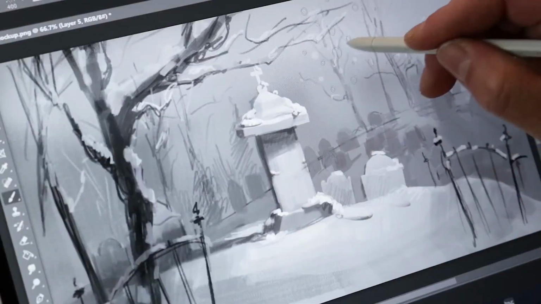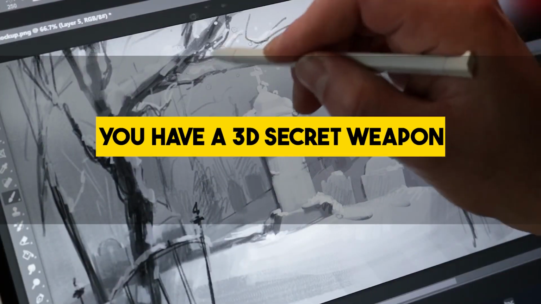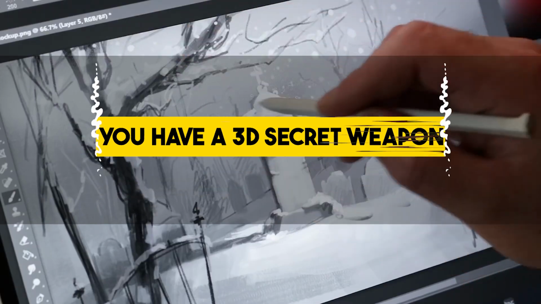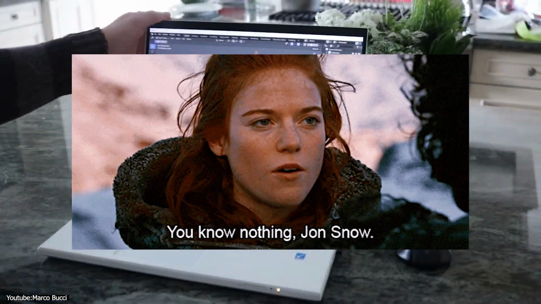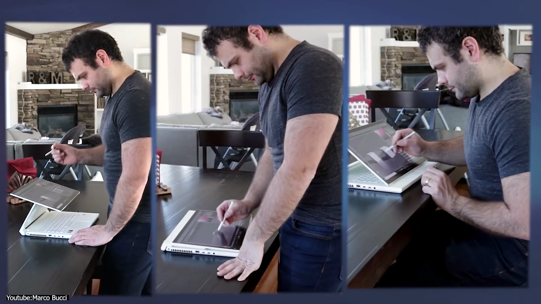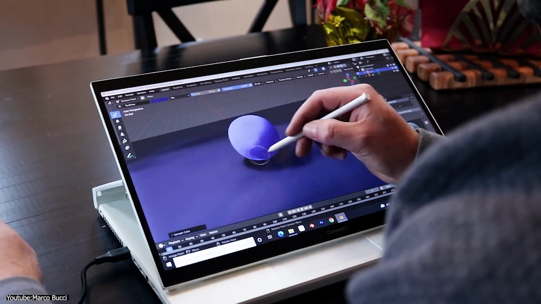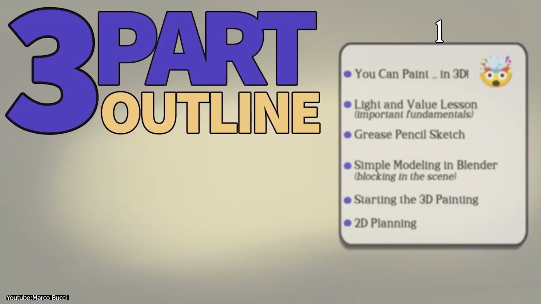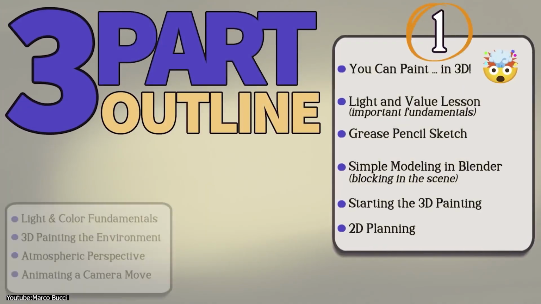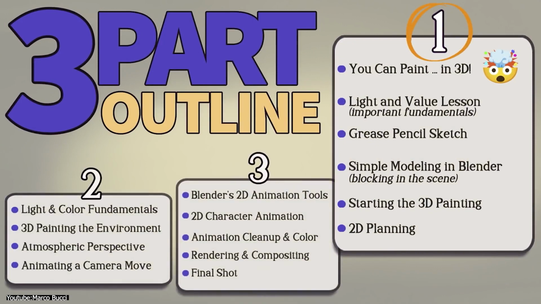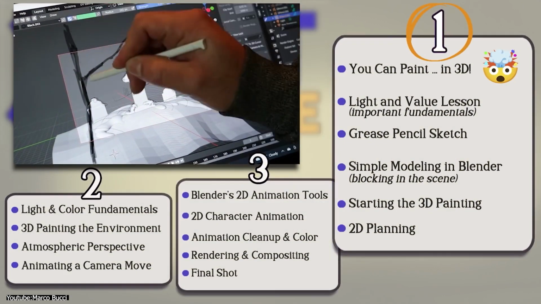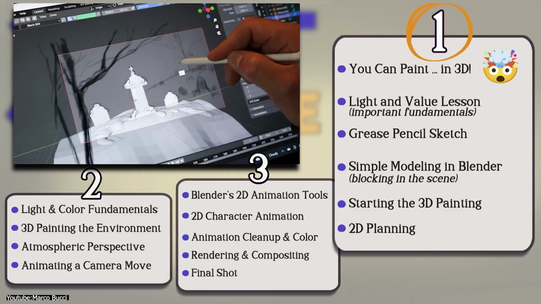2D artists, you have a 3D secret weapon in Blender by Marco Bucci. Okay, if you're a 2D artist and don't know Marco Bucci, you know nothing, Jon Snow. Jokes aside, Marco Bucci is a legendary artist with even more legendary tutorials, so you know this one is no exception. In this 3-part tutorial, Marco Bucci comes to Blender from the perspective of a 2D artist, where he teaches you how to use your 2D skills in the software to make 3D art.